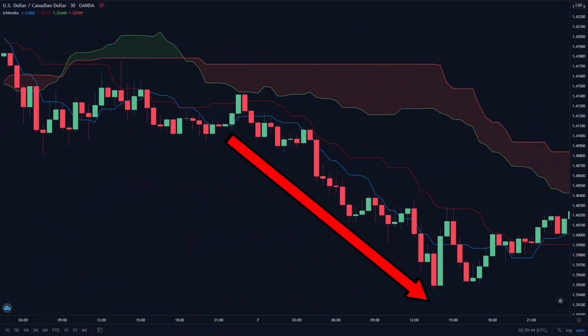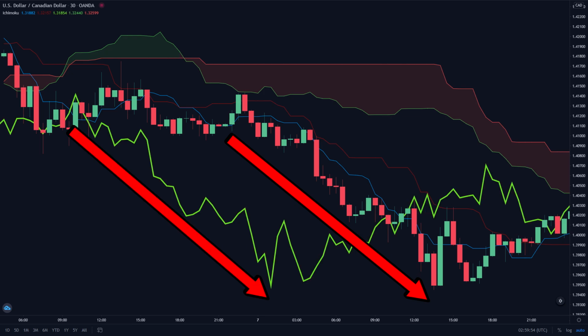And it's the same with downtrends as well. If the lagging span is heading downwards, this further confirms that the price is in a strong downtrend.